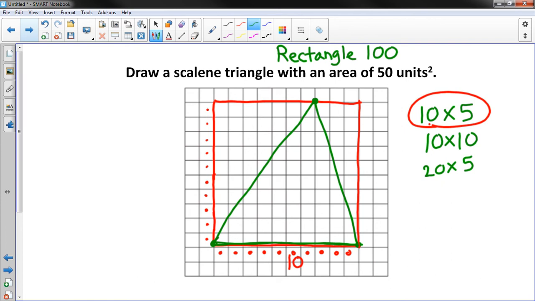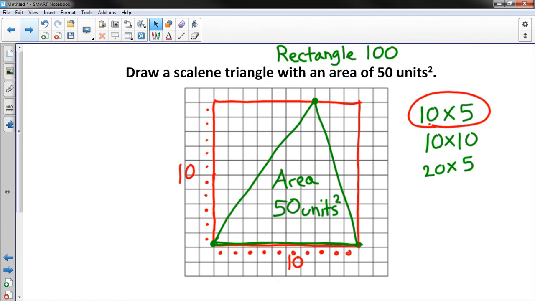Alright. So now the area is 50 units squared. Because it has a base of 10, it has a height of 10, but it's a triangle, so it'd be half of that. So the area of that triangle and its scalene is 50 units.